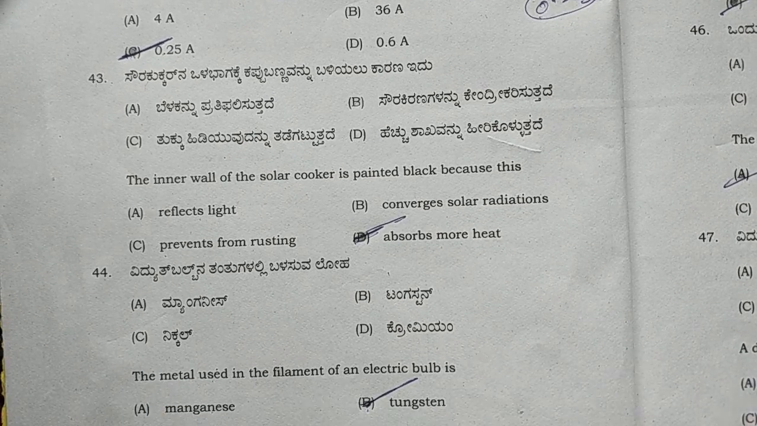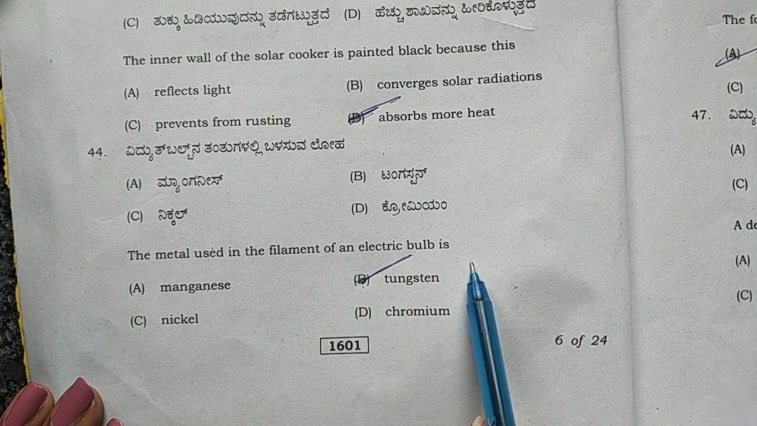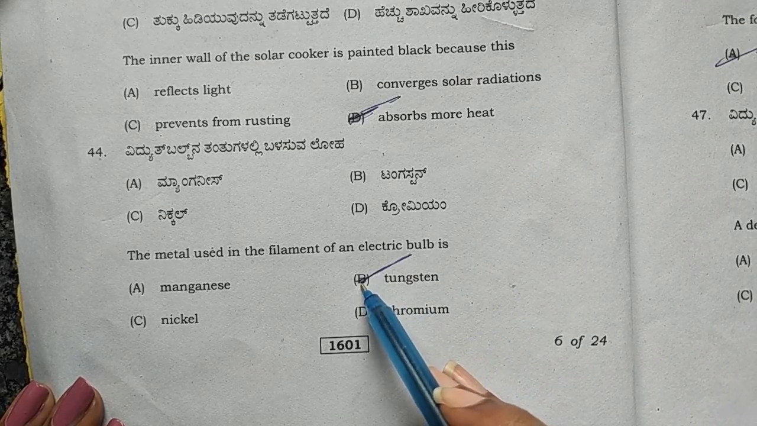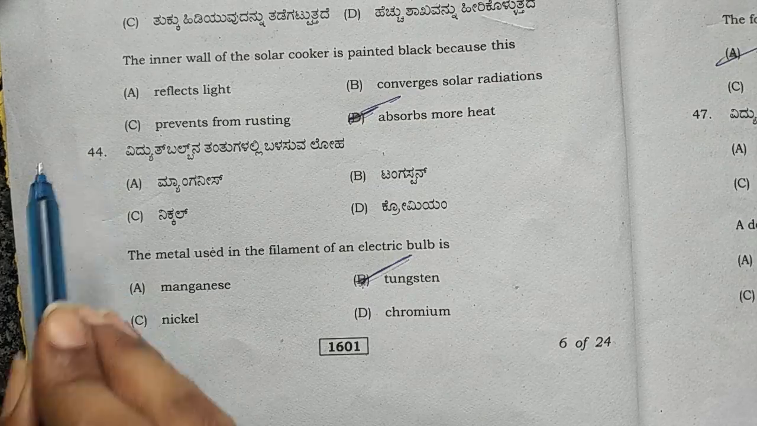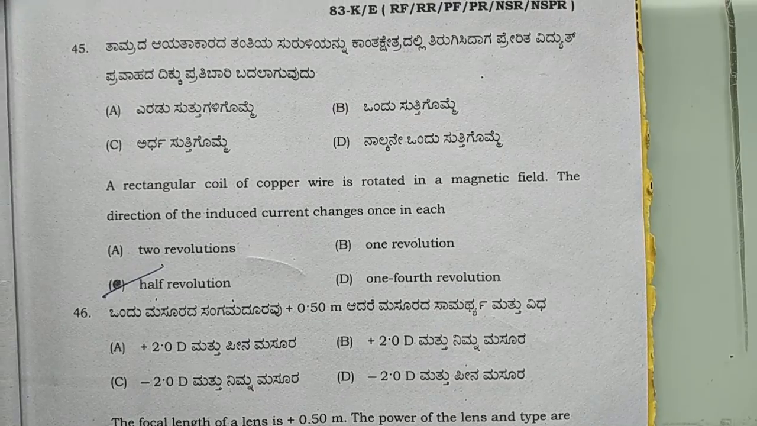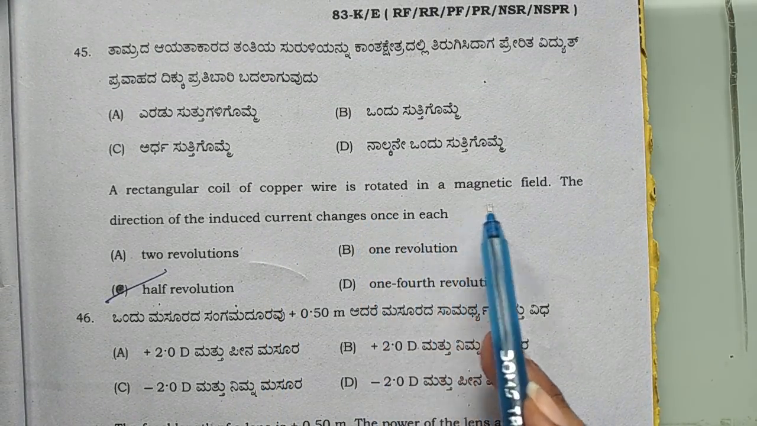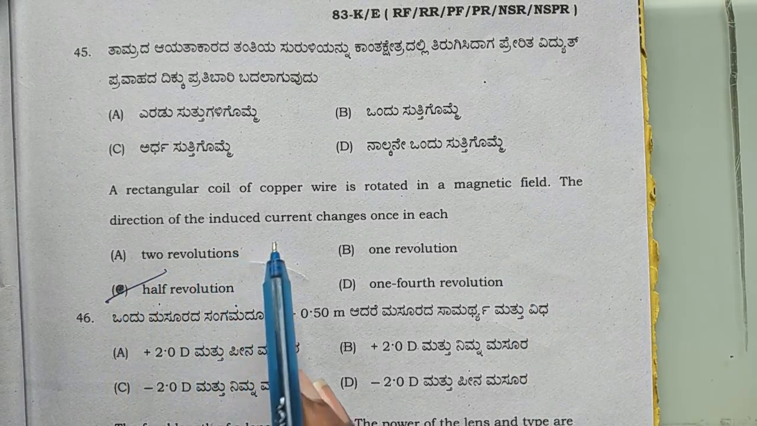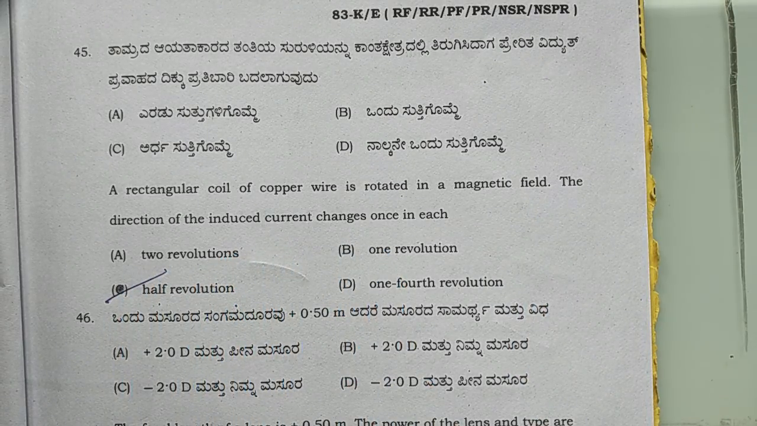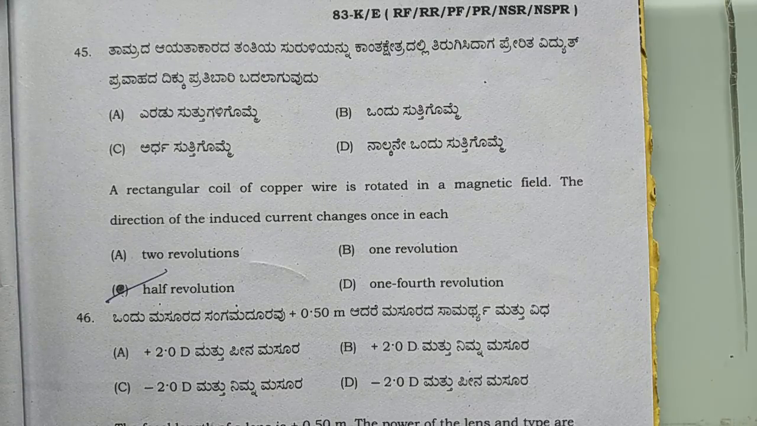And then the 44th question, the metal used in the filament of an electric bulb is, it is definitely tungsten, right? So option B is correct for the 44th question. And coming to the 45th question, a rectangular coil of copper wire is rotated in a magnetic field. The direction of the induced current changes once in every half rotation or half revolution, you can say. So option C is correct for the 45th question.